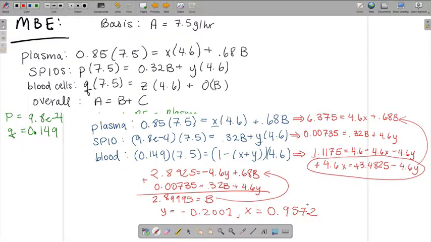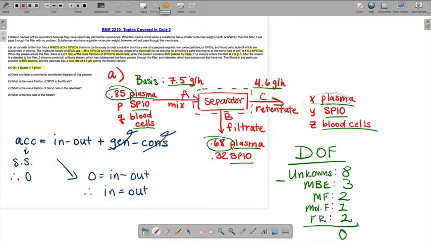So now we have all these variables that we've solved for, but we have to figure out what the question is asking. So what's the question asking? Let's go back to the question. Our question is asking us what the mass fraction of the SPIO in the filtrate is, and then what the mass fraction of the blood cells in the retentate is. So the mass fraction of SPIO in the filtrate is going to be 0.32.